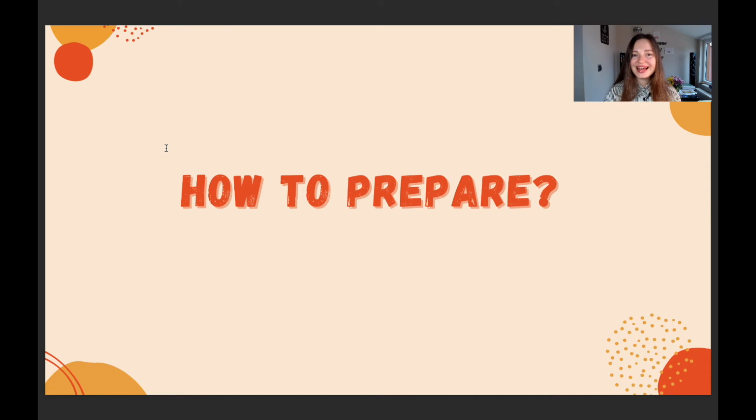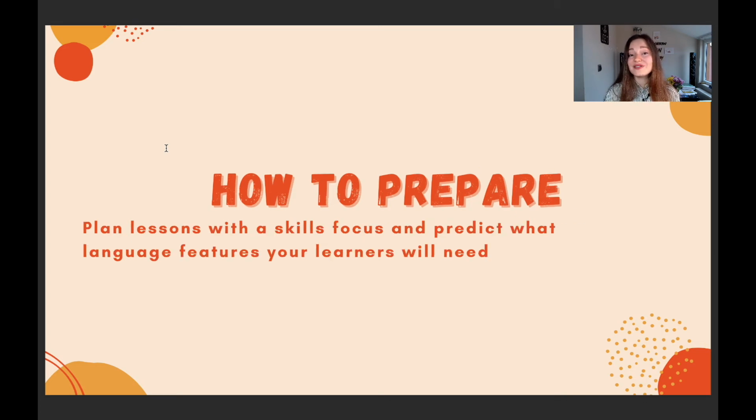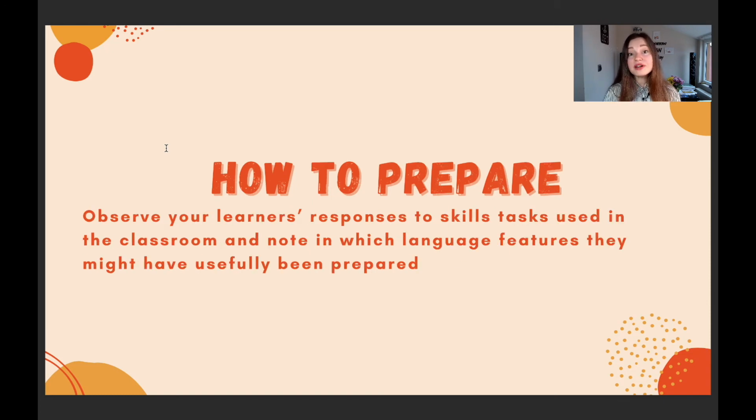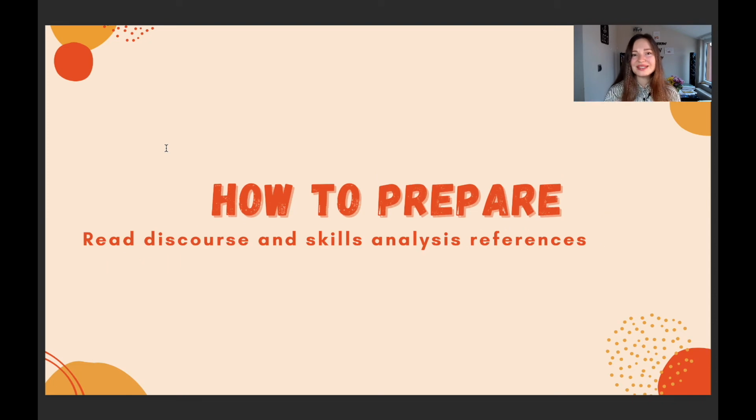And now, let's have a look at how to prepare. First of all, look at skill tasks in published ELT materials and practice identifying language features. Plan lessons with the skills focus and predict what language features your learners will need. Observe your learners' responses to skill tasks used in the classroom and note in which language features they might usefully have been prepared. Consult other teachers when preparing skills lessons to gain greater input on the language features involved in particular tasks. Brainstorming is all the time a good thing.